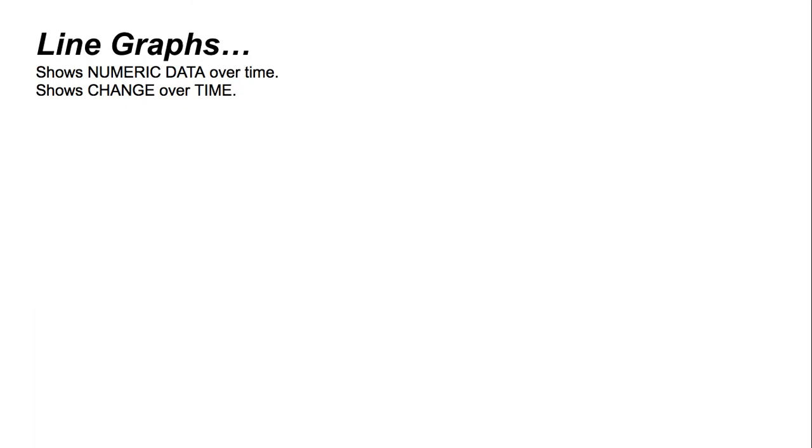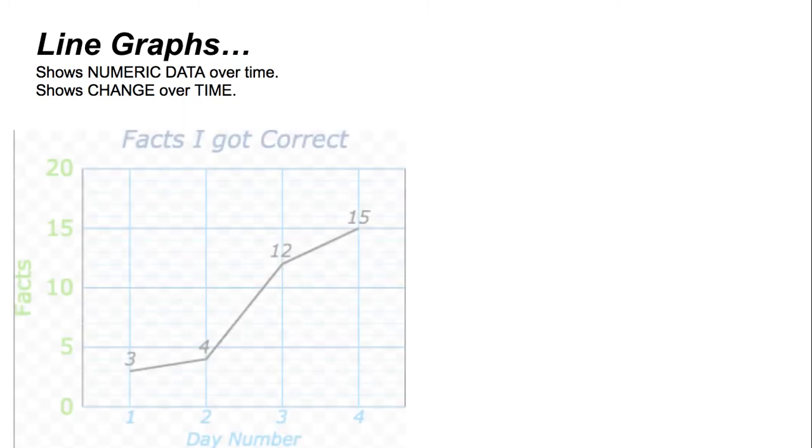The next type of graph is a line graph. Line graphs are similar to line plots in that they have numeric data, but the most important part is that it shows change over time. Time is changing and the data is changing as well.